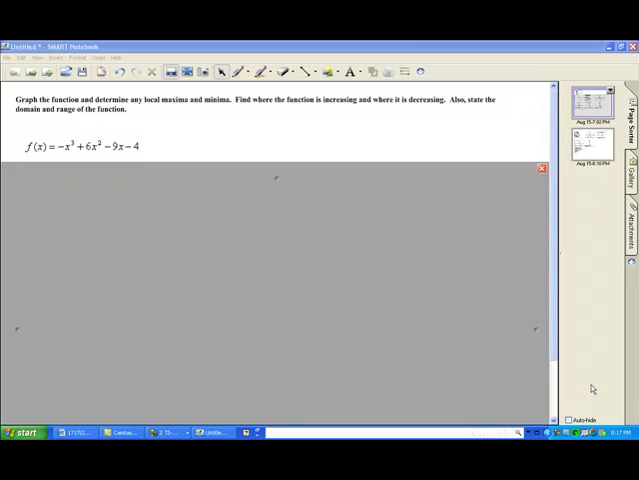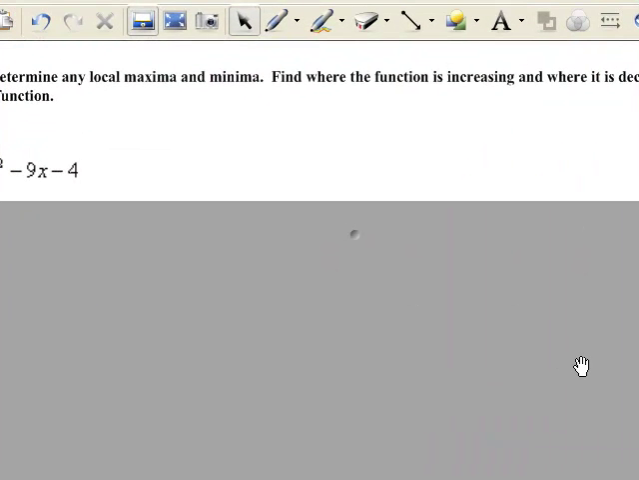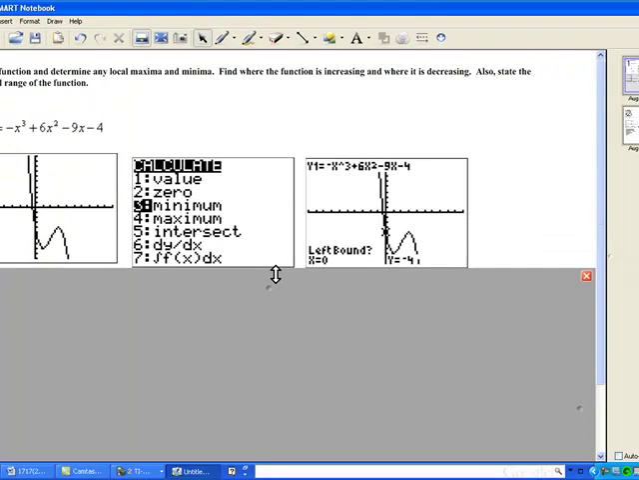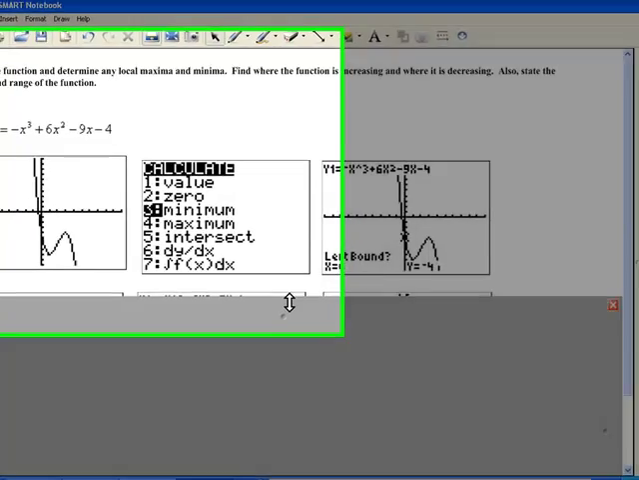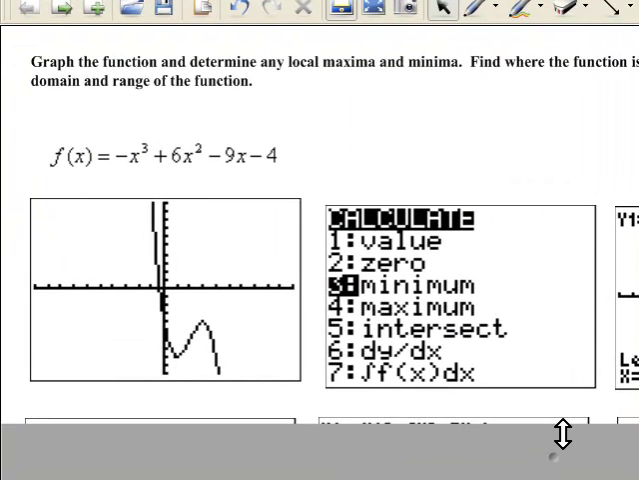Here's another example where we're going to find where the function's increasing, decreasing, and any local maxima and minima. To begin with, let's graph the following function: negative x cubed plus 6x squared minus 9x minus 4. Okay. This graph is more complex than the previous example.